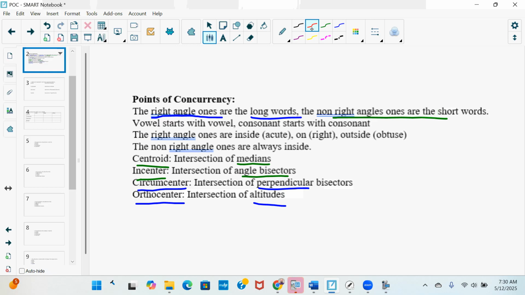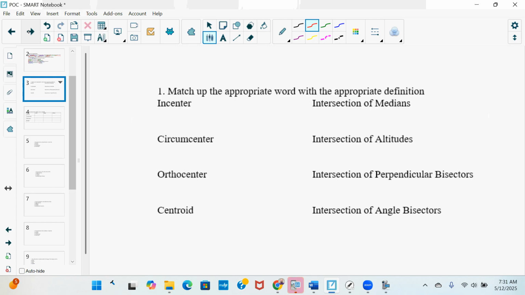Now, vowel starts with vowel. Consonant starts with consonant. Centroid starts with a consonant, median starts with a consonant, incenter starts with a vowel, angle bisectors start with a vowel, circumcenter starts with a consonant, perpendicular bisectors start with the consonants, orthocenter starts with a vowel, altitudes starts with a vowel. So the right angle ones are the long words, the non-right angle ones are the short words, vowel, vowel, consonant, consonant. So it's just memorization.